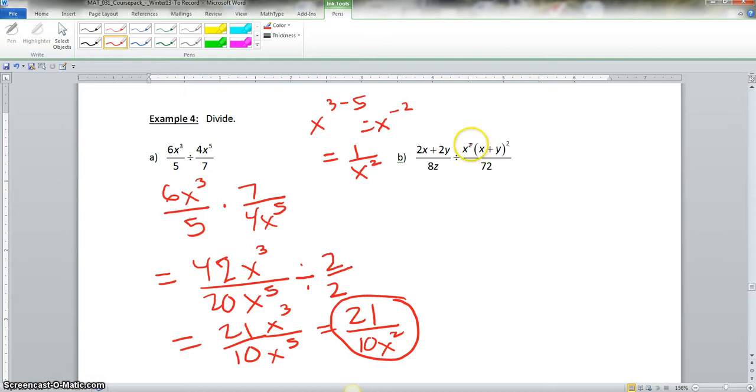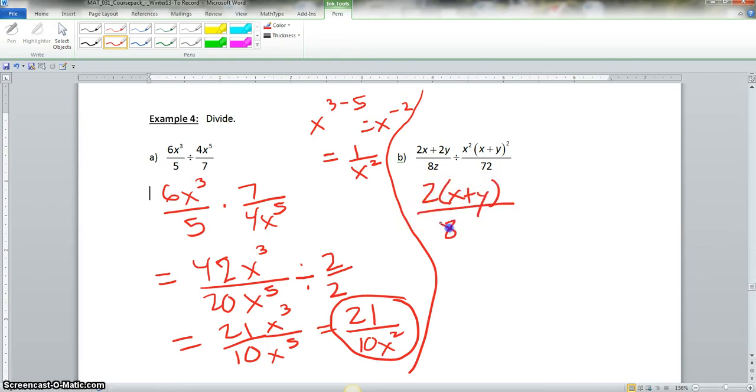And that is it. Now we get down here to b. Now we can factor out a 2, and we will add x plus y, and that's all over 8z, times. We know we would take the reciprocal of this here, so 72 would be in our numerator, and then in our denominator we will have x squared times x plus y, and I want to write this twice, times x plus y, because x plus y was parentheses squared.